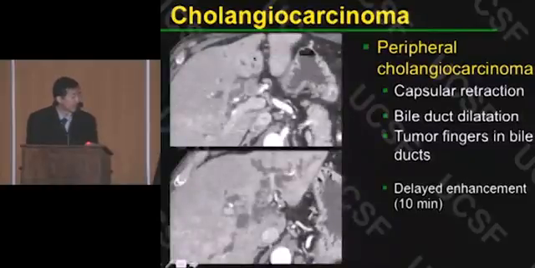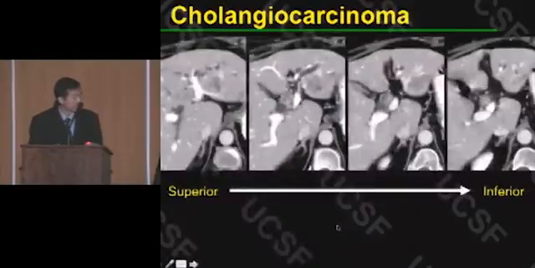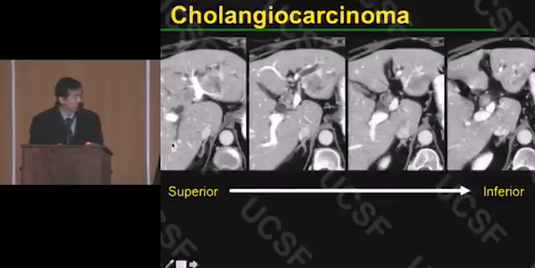Here's another example. Bile duct dilatation, we're immediately thinking about cholangiocarcinoma. And here's a mass with a finger of tumor crawling along the bile duct, typical for cholangiocarcinoma. And yet another mass with bile duct dilatation, we're thinking about cholangiocarcinoma. And we can see fingers of tumor crawling along the bile duct, or here's one in the common bile duct itself, very typical for papillary form of cholangiocarcinomas.